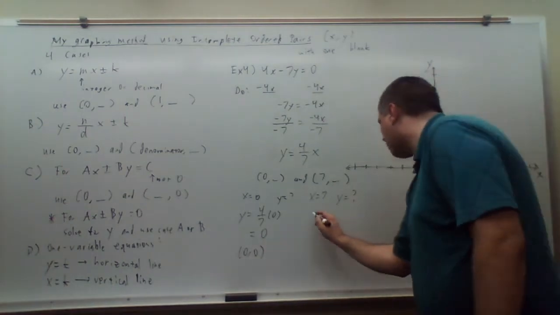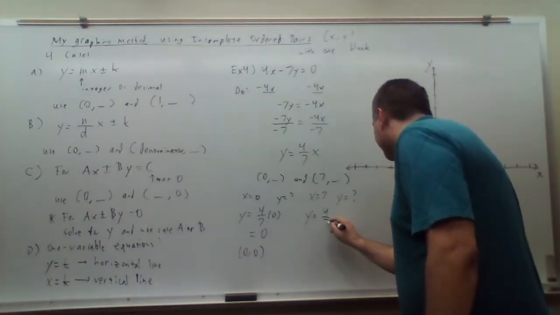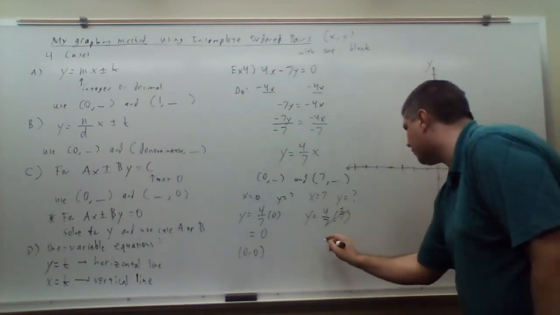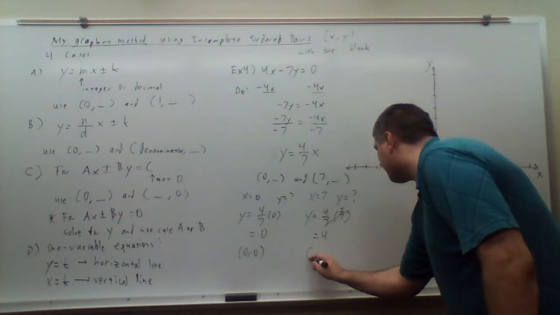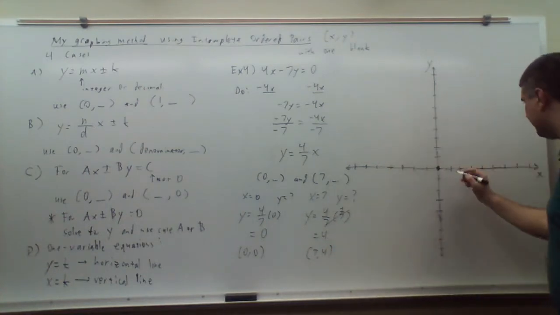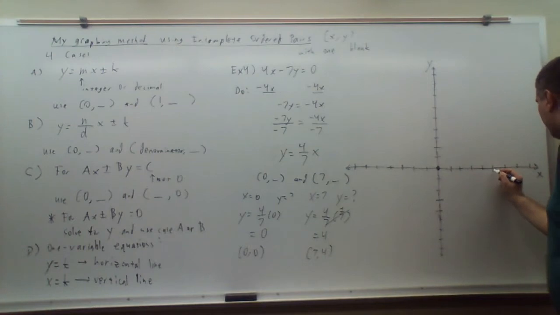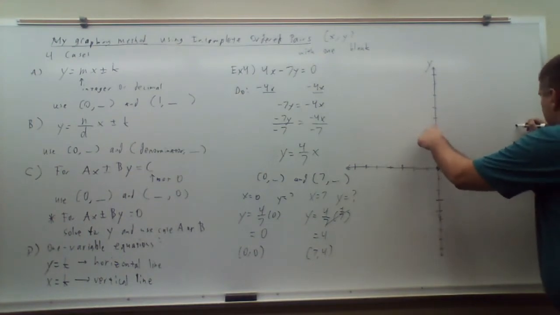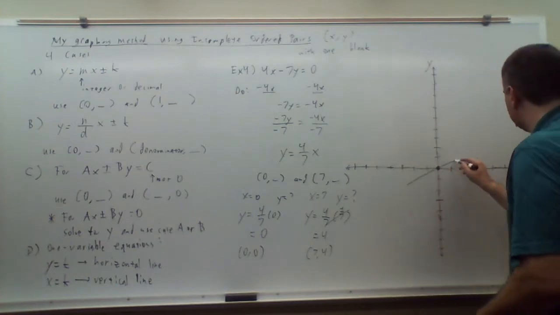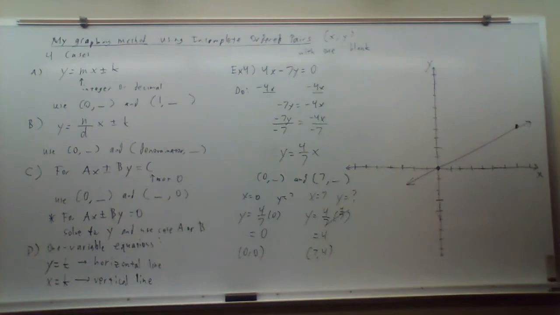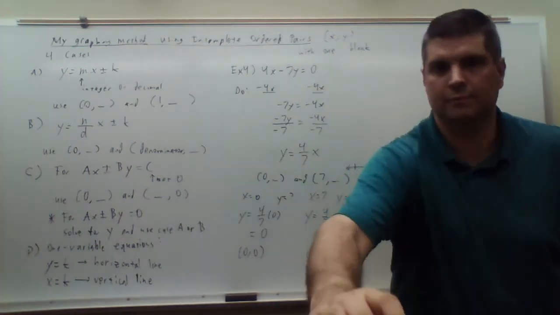Next up I have y equals 4/7 times 7. 7 divided by 7 is 1. 4 times 1 is 4. So we end up with 7, 4. So 0, 0, and 7: 1, 2, 3, 4, 5, 6, 7. And then up 4. I'll put the line through. And ladies and gentlemen, that's example 4. Pause again.